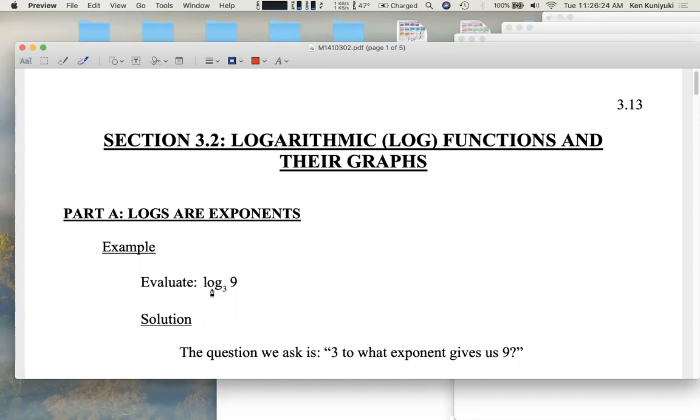By the way, log base 3 represents a function, so more and more I like to put parentheses around the argument, the 9 here. Some people call this the box method, where we set this equal to a box, which will contain our answer. And we're asking, 3 to what exponent is going to give us 9?